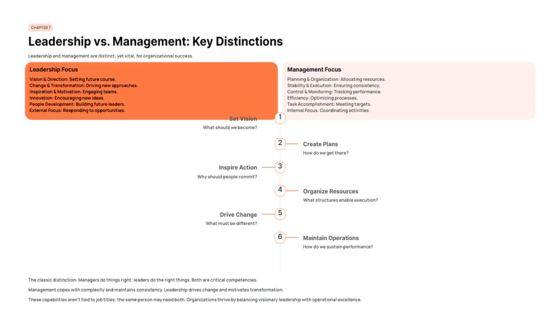A classic way to differentiate them is to remember, managers do things right, focusing on efficiency and execution, whereas leaders do the right things, setting the vision and inspiring action. Both are critical for success. So, how do we sustain performance? It starts with maintaining operations, keeping everything running smoothly.